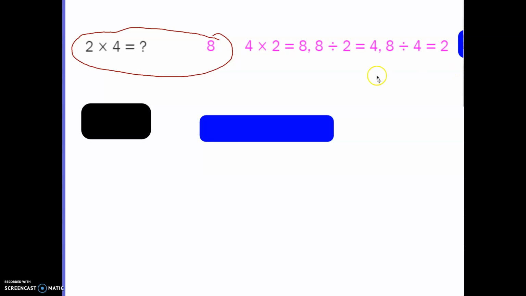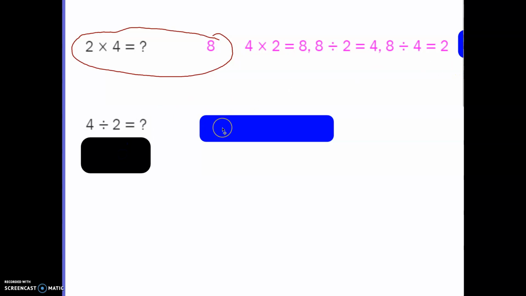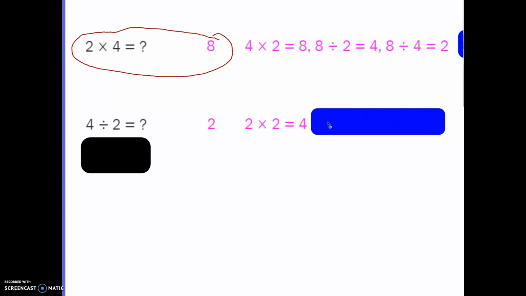So the next one I have is 4 divided by 2. See if you can figure out the rest of the facts for the fact family, 4 divided by 2. Come back when you have those written down. So for an answer for 4 divided by 2, you should have gotten 2, because 4 divided by 2 is 2. Now there's just one more. There's only one other fact in this fact family, and it's going to be 2 times 2 equals 4.